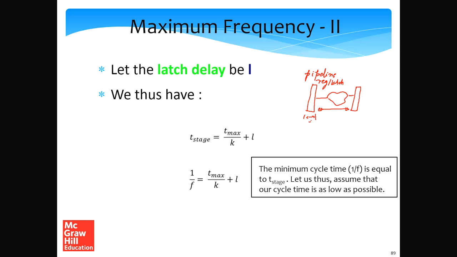So let the latch delay be L. The time per stage is Tmax divided by K, which is the amount of work that you need to do in the logic part, plus L. So the minimum cycle time that you can afford is T stage. As a result, if you want to set the largest possible frequency, running the processor as fast as possible, we shall have T stage equal to 1 by f, where f is the largest possible frequency at which you want to run the processor. So 1 by f will be equal to Tmax by K plus L.